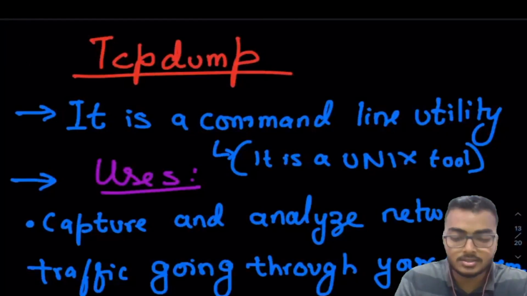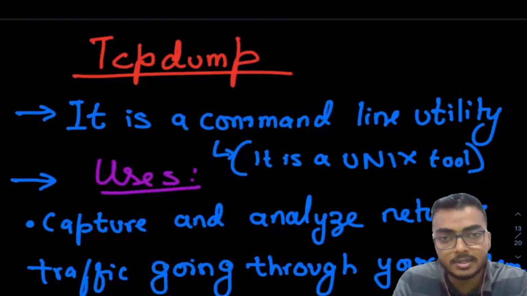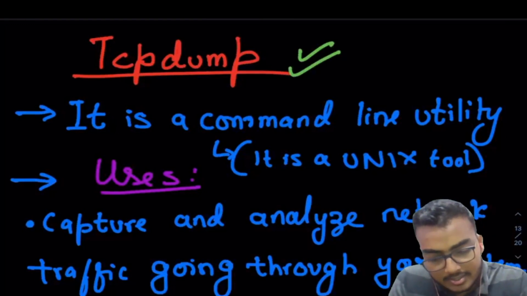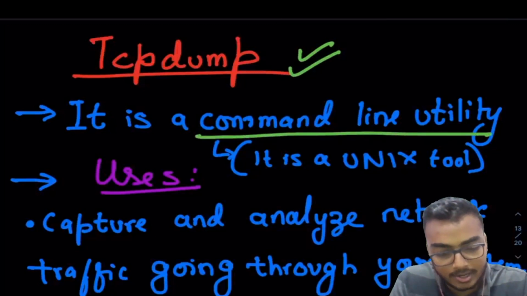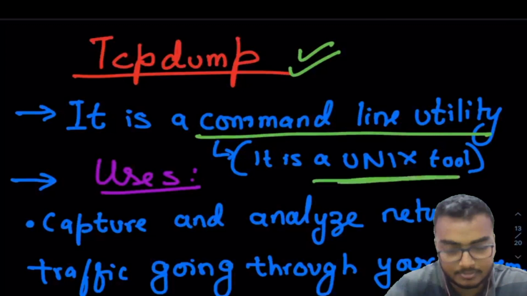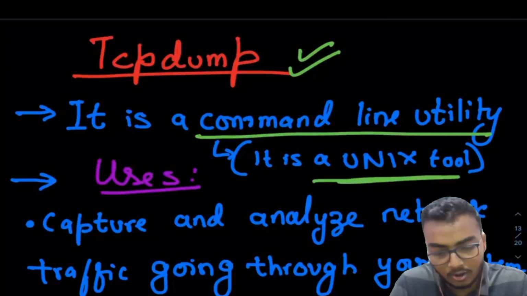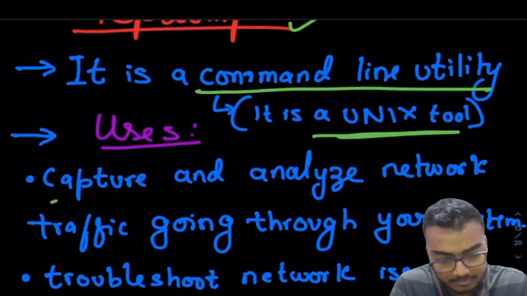So, in the series of network security, our next topic that we'll be covering today is tcpdump. Okay. So, what exactly is tcpdump? It is a command line utility, which basically means it can run on the command line, as it is a Unix tool.